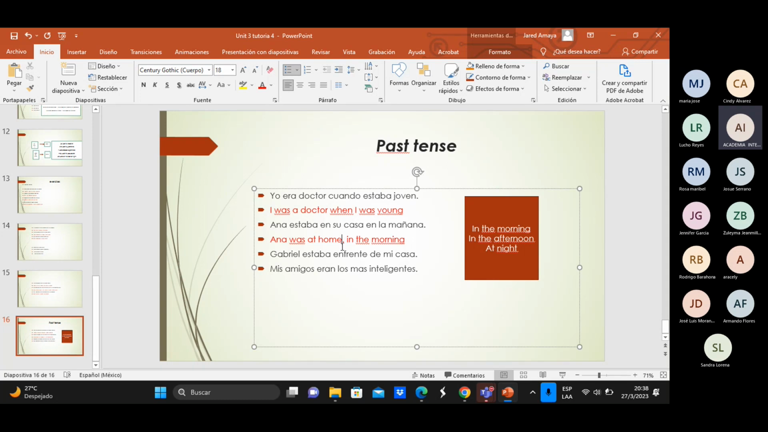Por ejemplo, si yo digo, I am in my house right now. Estoy en mi casa ahorita. In my house. ¿Pero por qué no utilizo home? Sí puedo utilizarlo. I am at home. I am at home right now. Siempre que vamos a utilizar esto de home sería at. At home.